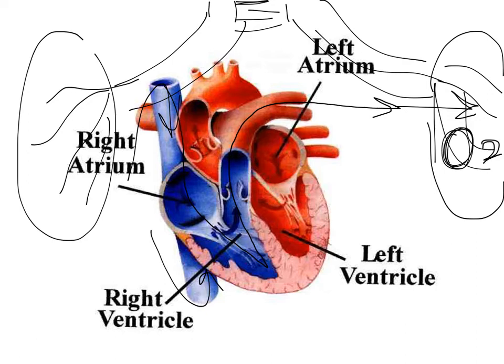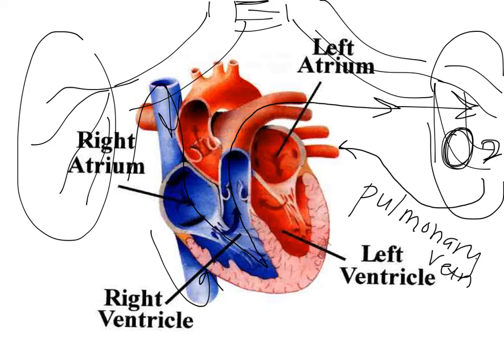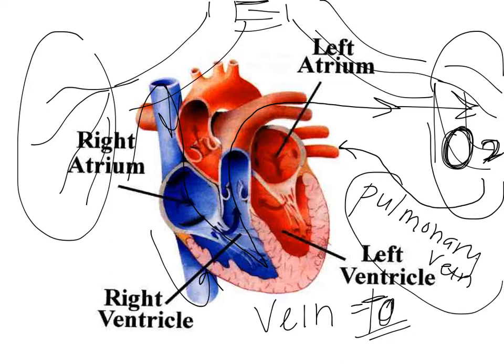Okay, then once it's oxygenated, it comes back into the pulmonary vein. Remember, pulmonary means lungs, and all veins carry oxygen-poor blood except the pulmonary vein because it is returning from the lungs to the heart all nice and red with oxygen. So vein is to the heart, okay? All veins carry blood to the heart, and almost all of them carry oxygen-poor blood except this pulmonary vein.